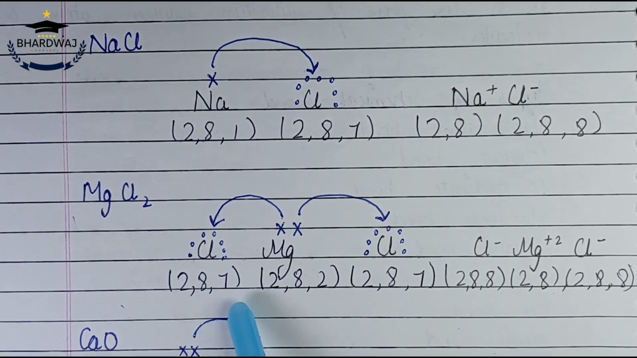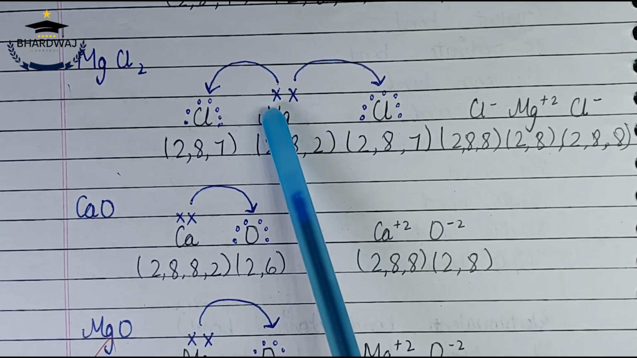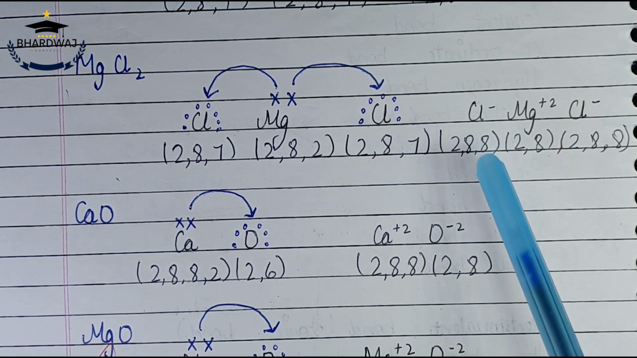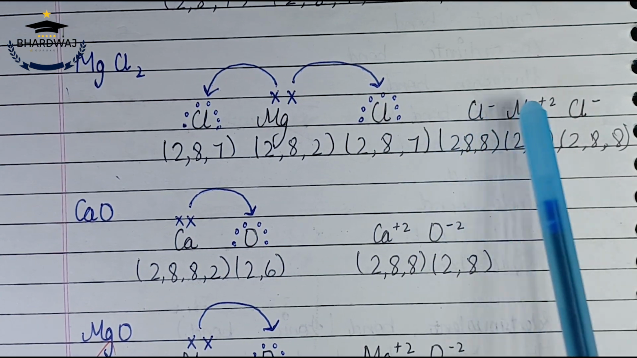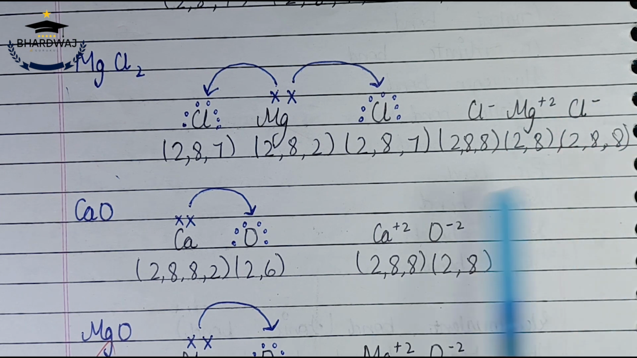MgCl₂. Magnesium has 2 electrons in the valence shell, and chlorine again has 7 electrons in the valence shell. So it will become chlorine minus, magnesium plus 2, and chlorine minus.